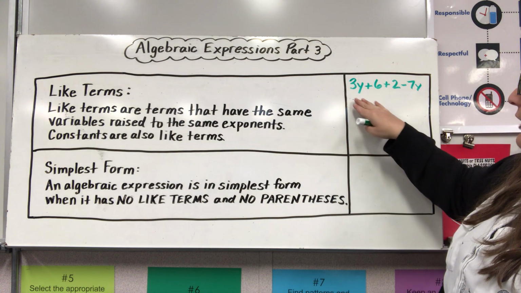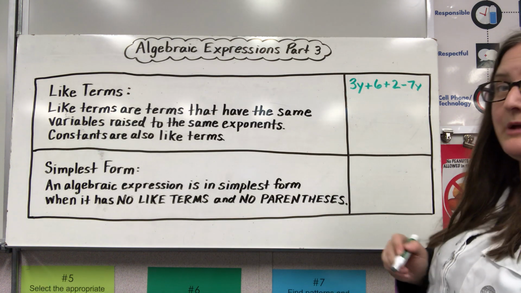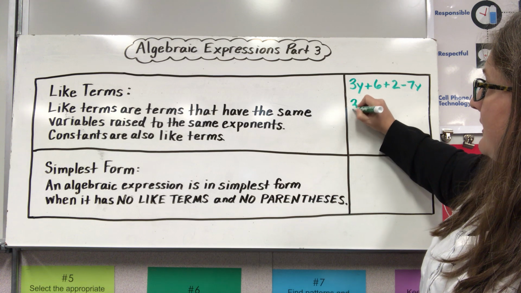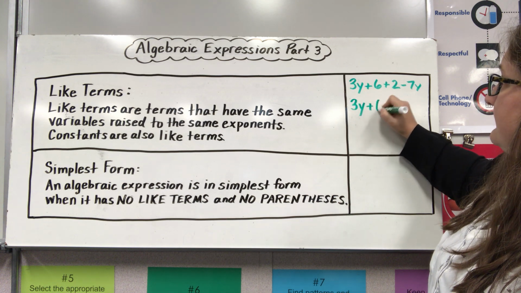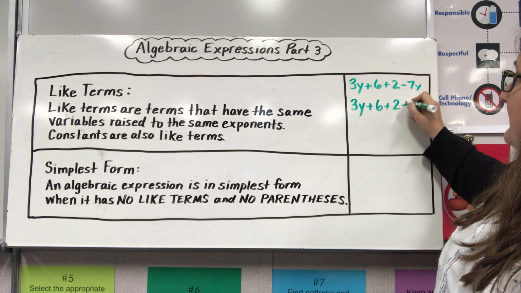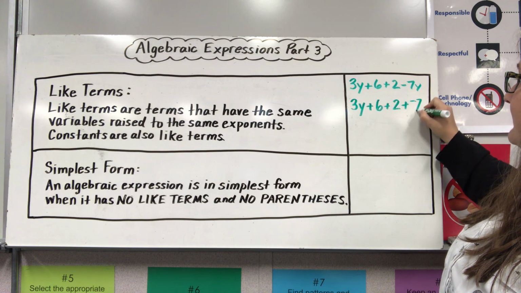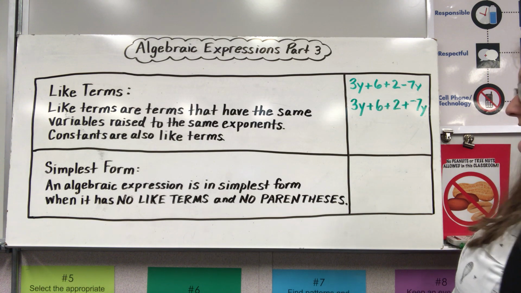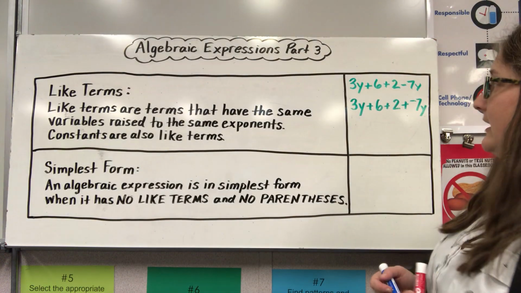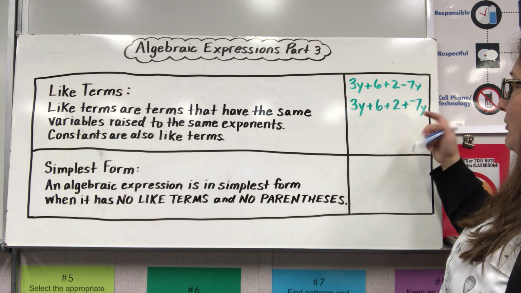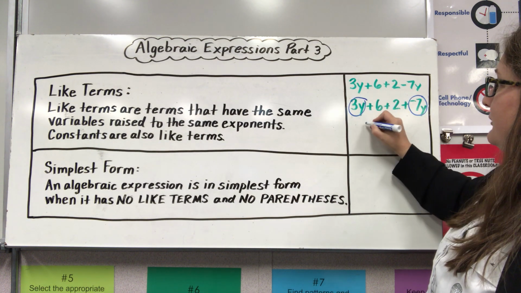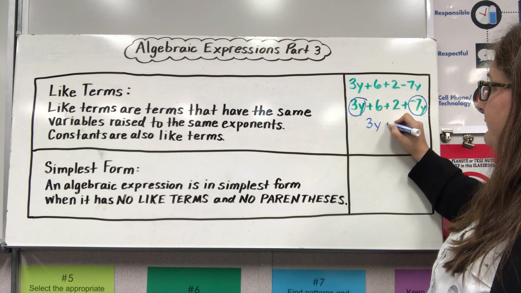So when I have an algebraic expression like this one, the first thing I want to do is make sure it's written completely in addition. So I'm going to rewrite this one: 3y plus 6 plus 2 plus negative 7y. Now I can start looking for like terms. The first pair I see both have the variable y. I've got 3y and negative 7y. So that is one pair of like terms.